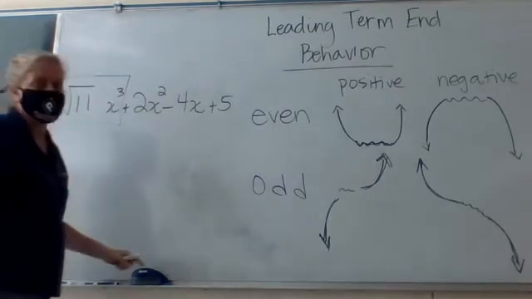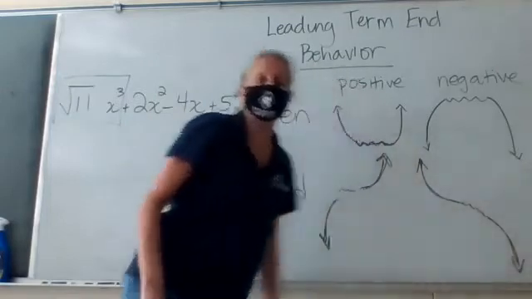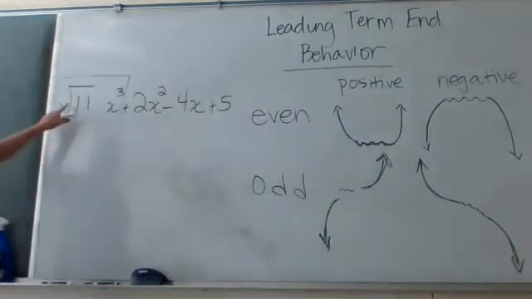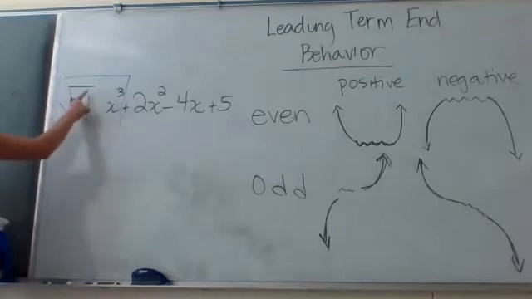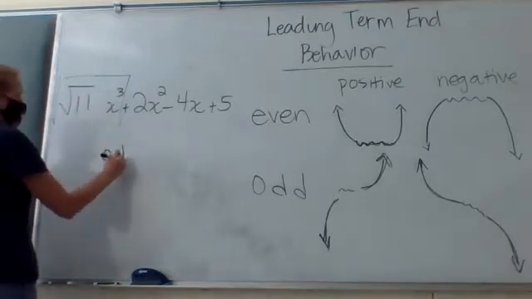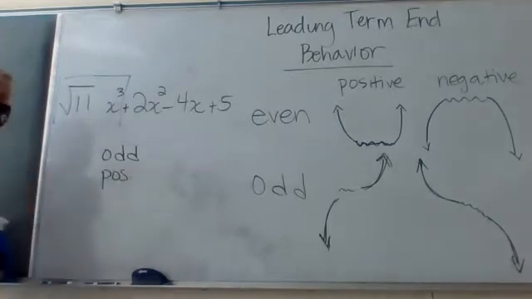Now I need to decide, well, does it start low and go high or start high and go low? Well, that all depends on what the sign is. What is the sign of this? It's positive. Doesn't matter what this is, but it's a positive number, right? There's not a negative in front of it, which means it is positive. So it is odd exponent and it's positive.